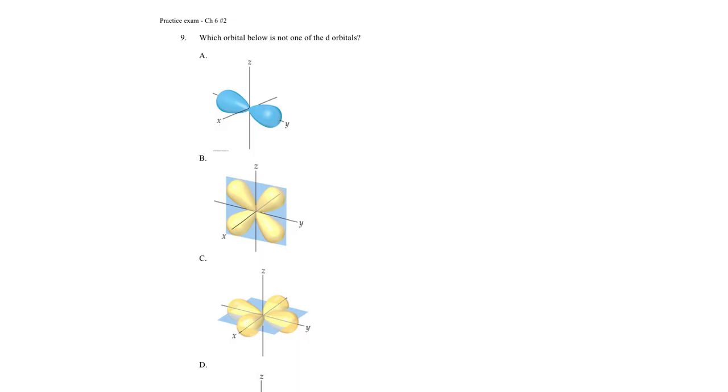Which of these orbitals below is not a d orbital? Well, this orbital here looks like a p orbital. This is actually the py orbital. I don't think we get too much into the designation of orbitals and naming them, but the py is on the y-axis, the px is on the x-axis, the pz is on the z-axis.